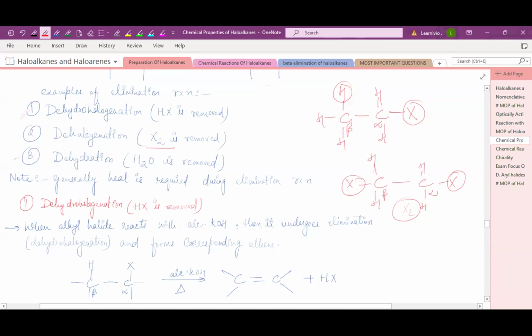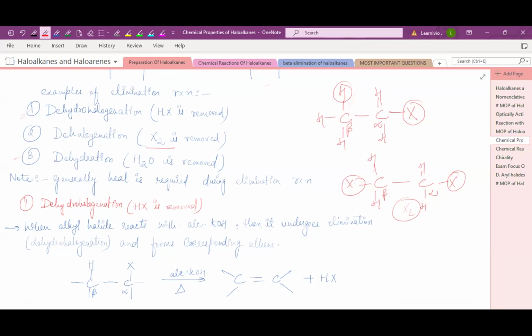The third one is dehydration. Hydration means water. What does hydration relate to? Water. And D means removal of water. Dehydration is the elimination of water. So overall, from the substrate, you have to remove the water molecule. So this is the dehydration elimination reaction.